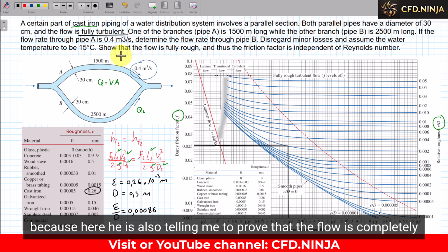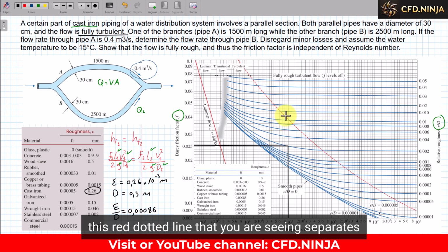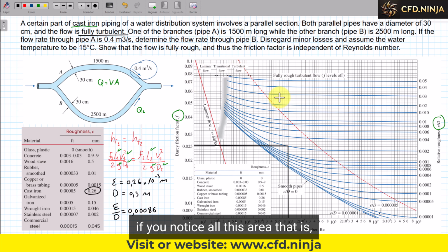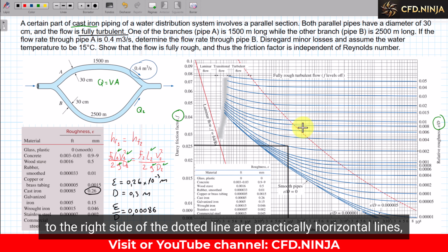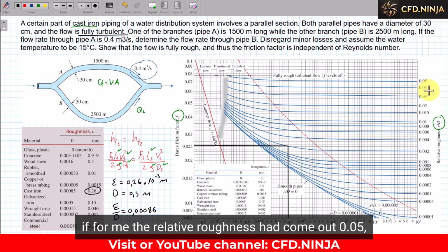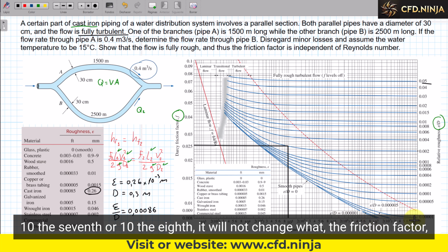For what reason? Because here it is also telling me that the flow is completely rough, and therefore the friction factor is independent of the Reynolds number. This red dotted line that you are seeing separates the completely turbulent rough flow from this area here. If you notice, all this area to the right side of the dotted line are practically horizontal lines. What does that mean, for example? If the relative roughness had come out 0.05, what does that mean? That if the Reynolds number is 2 times 10 to the 6th, 10 to the 7th, or 10 to the 8th, it will not change what?